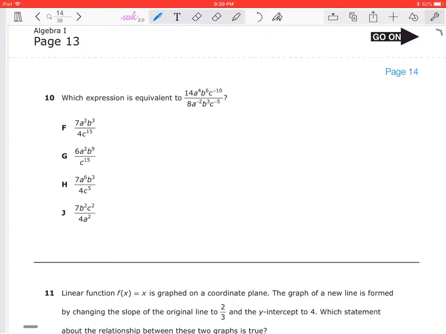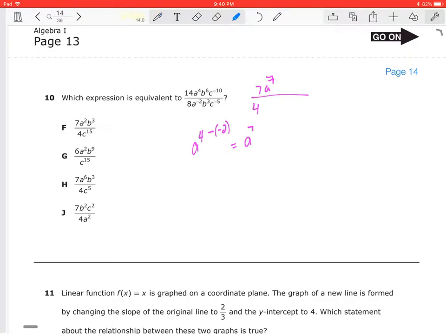All right, number 10. We're looking for the expression, and we need to simplify. We're dividing, so I'm going to look at the same base, and I'm going to simplify 14 divided by 8. 2 will go into 14 7 times, and 2 will go into 8 4 times, so I can reduce that. Then a to the 4th power minus negative 2 will give us a 6, since that becomes positive, so that'll be a to the 6th. That goes on top.